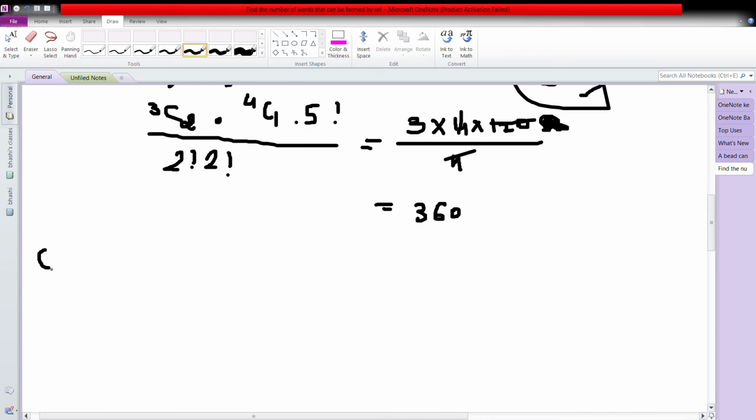Let's go to our case 4. Okay, so what does our case 4 say? We don't even know whether it exists or not. So we are having 5 places.